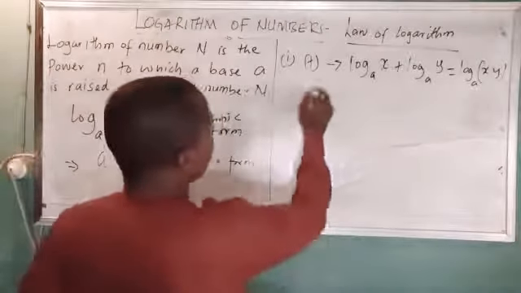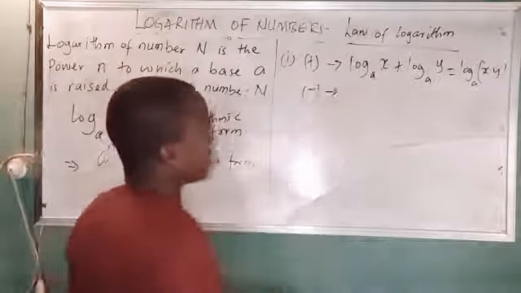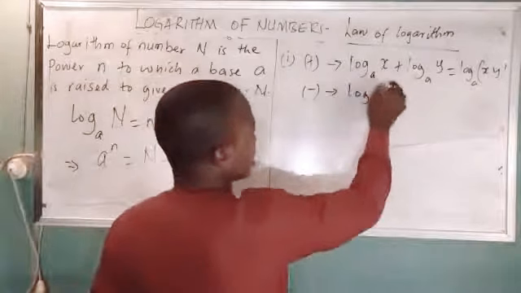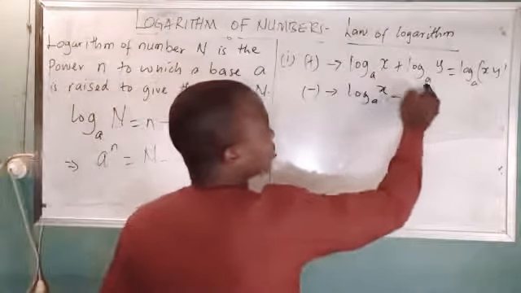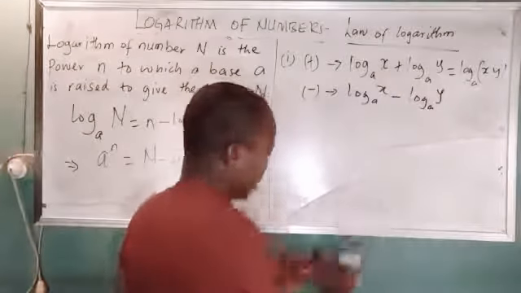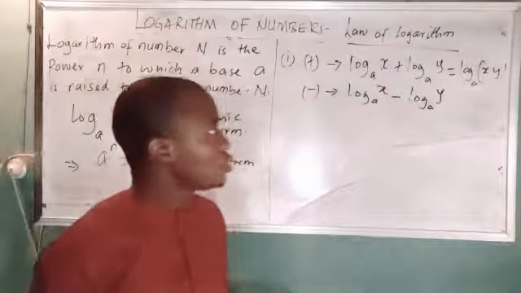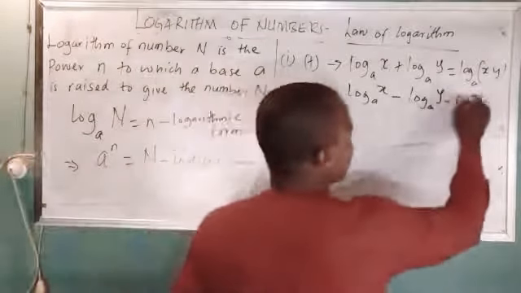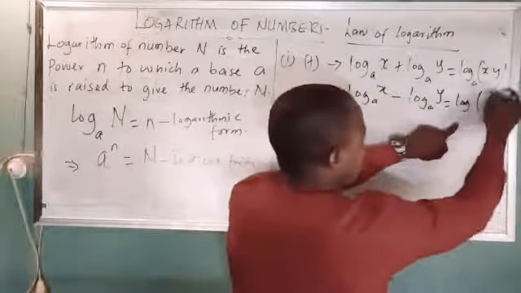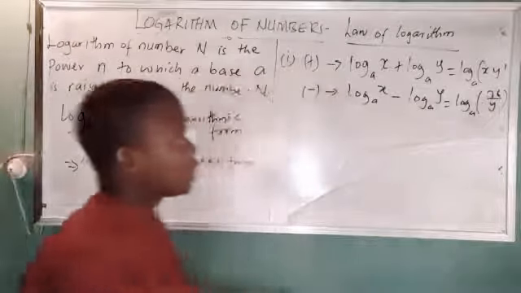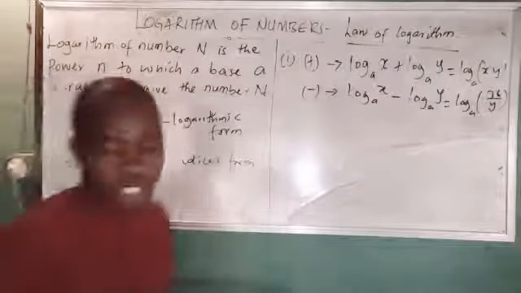So we have the subtraction law of logarithm. The subtraction law of logarithm is when you have log x base a minus log y base a. That is, when you have log of numbers being subtracted, we have log x over y base a. So that's what we are going to have.